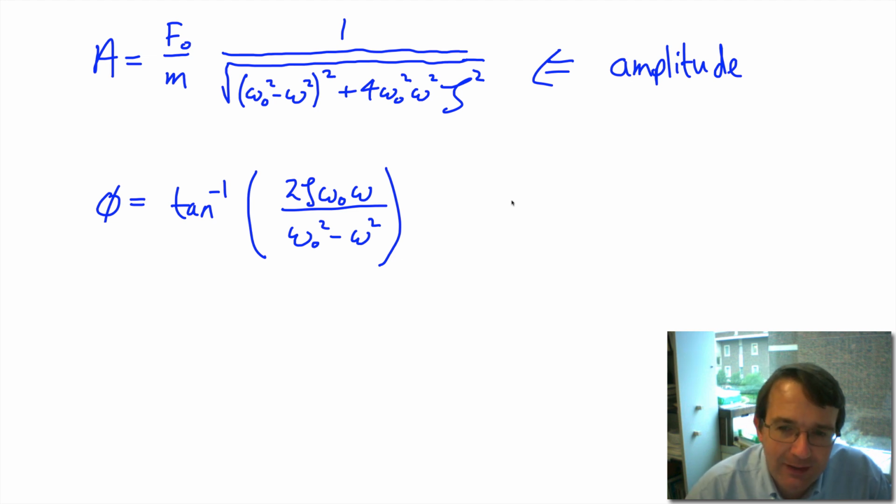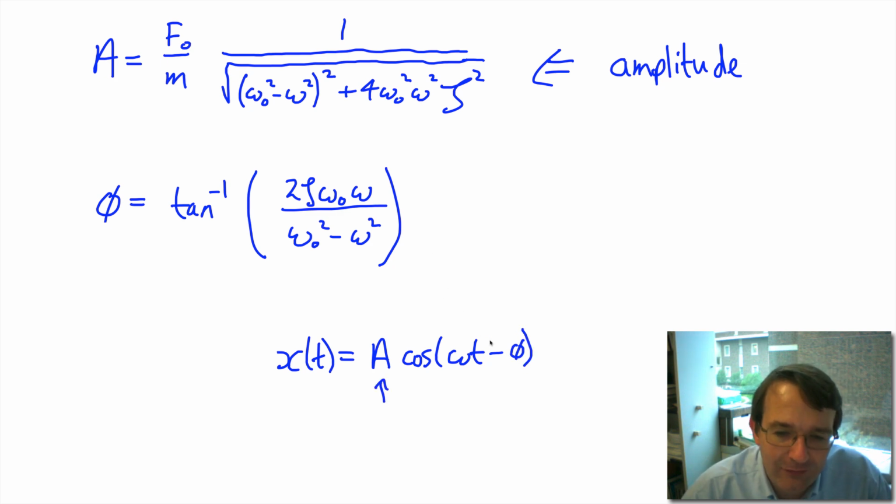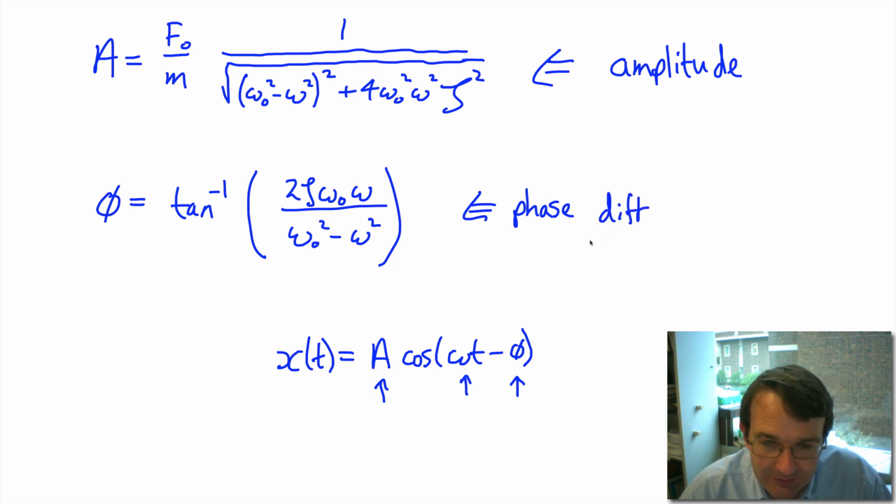And so this gives us the amplitude of the system a long time after the driving force has been applied to it. Now phi here, if you remember, we had our displacement x of t equal to A times the cosine of omega t minus phi. So A here was the amplitude of the system, and phi here is the phase difference. Remember, omega t is the phase of the driving force, so phi is the phase difference between the system and the driving force.